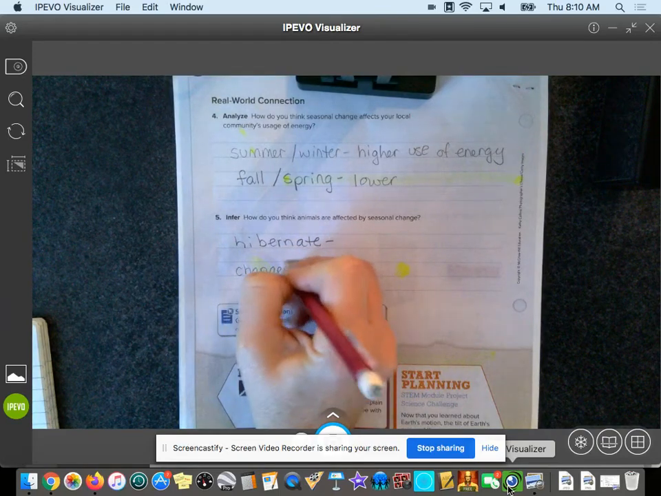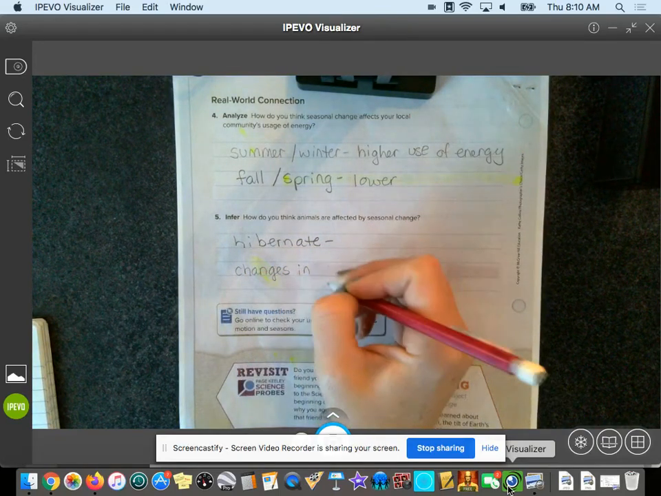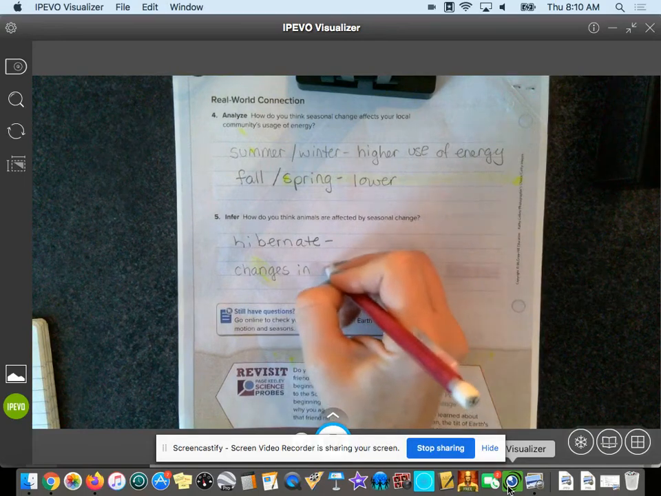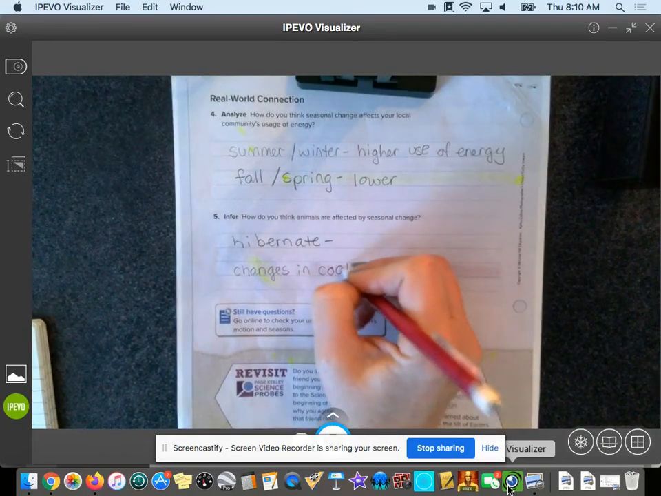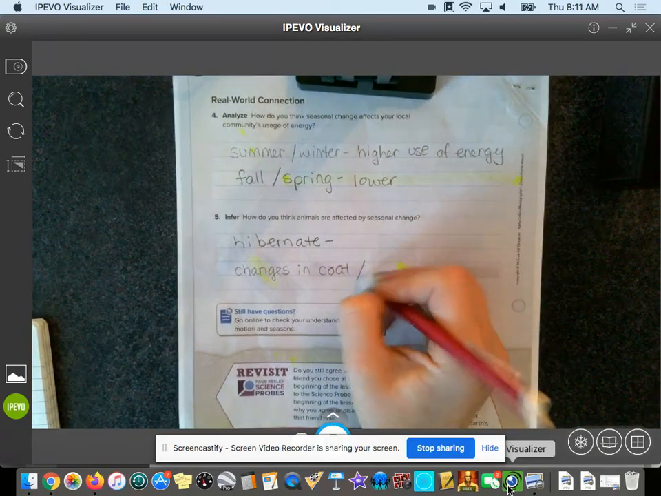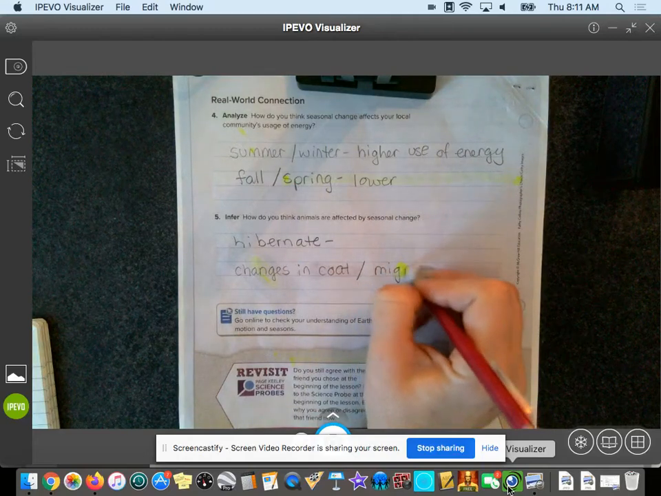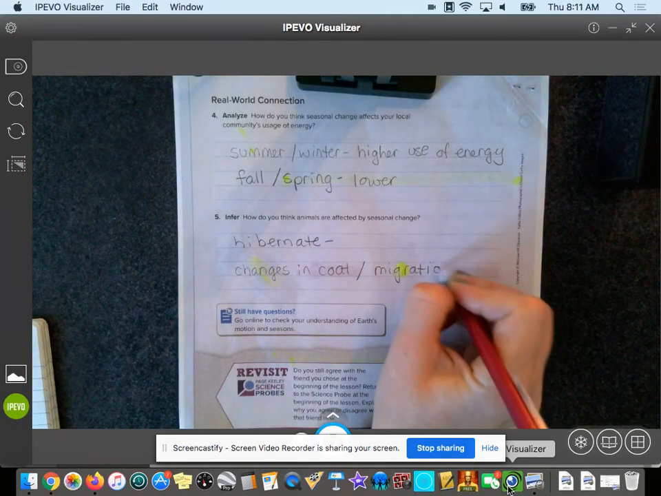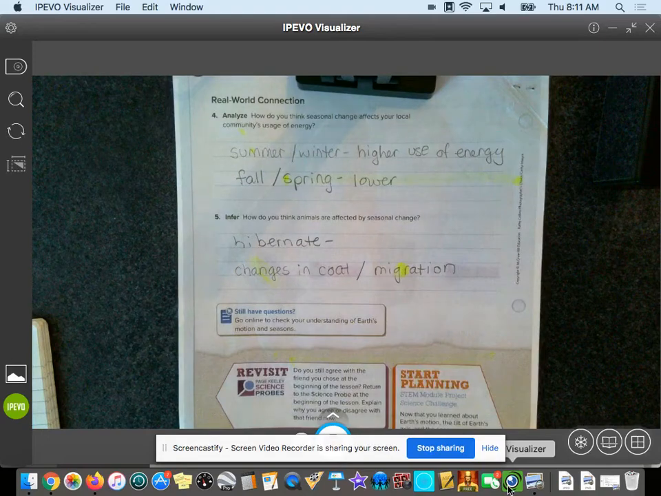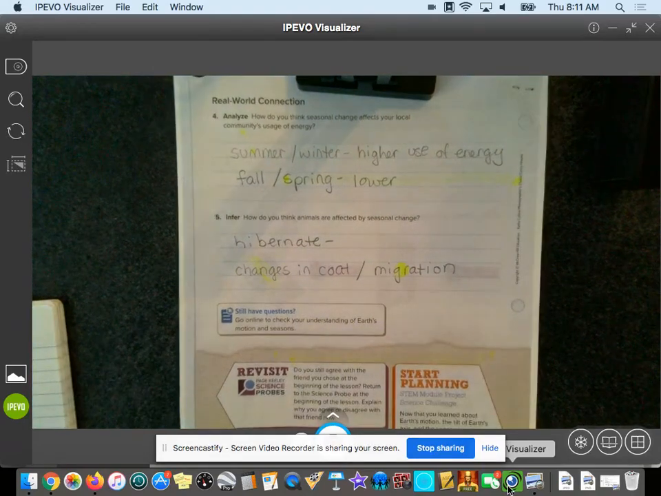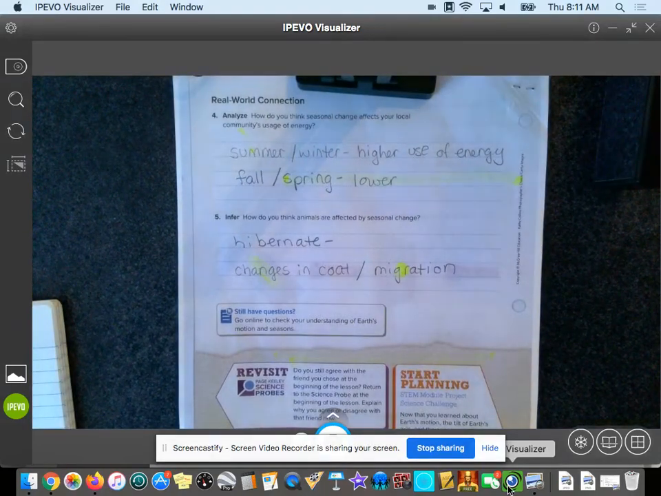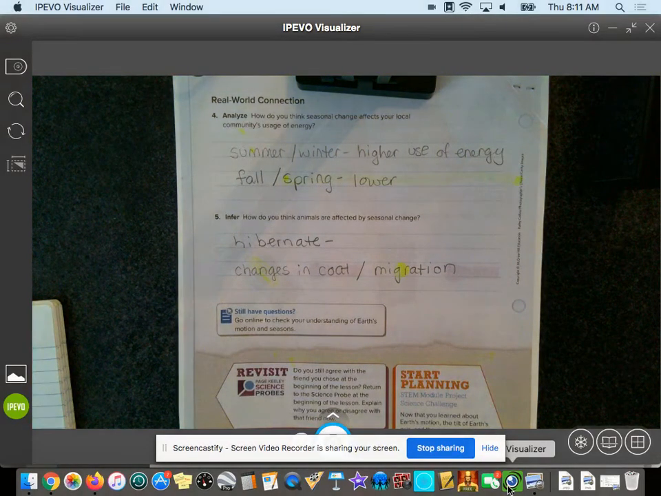Okay, we have changes in, I think for now, I can't think of a better word, changes in coat or fur. And then also we have migration patterns. These are all, yes, affected by seasons. Does that hit everything? Does anyone have anything in addition to those things? Okay, yes, go again.